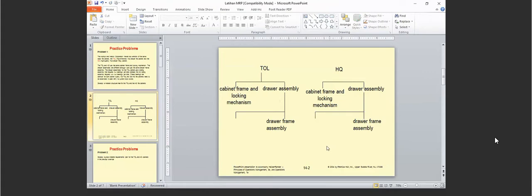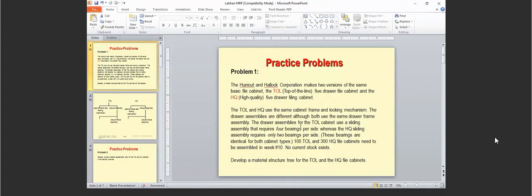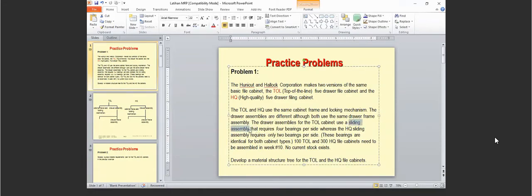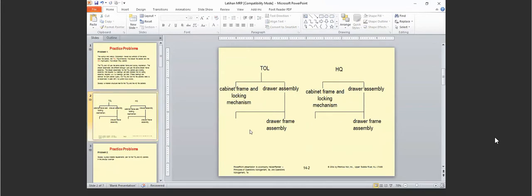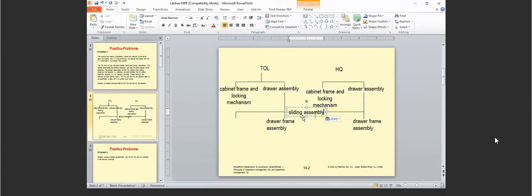Okay, so what next update we have from the last progress of our product structure tree? So we have cabinet frame and locking mechanism, and under the tool and HQ, we also have a drawer assembly, right? And the drawer assembly has a drawer frame assembly for both tool and HQ. And for the tool cabinet use, sliding assembly, right? So we have a sliding assembly here. Control C. Sliding assembly. Okay. We have sliding assembly here.